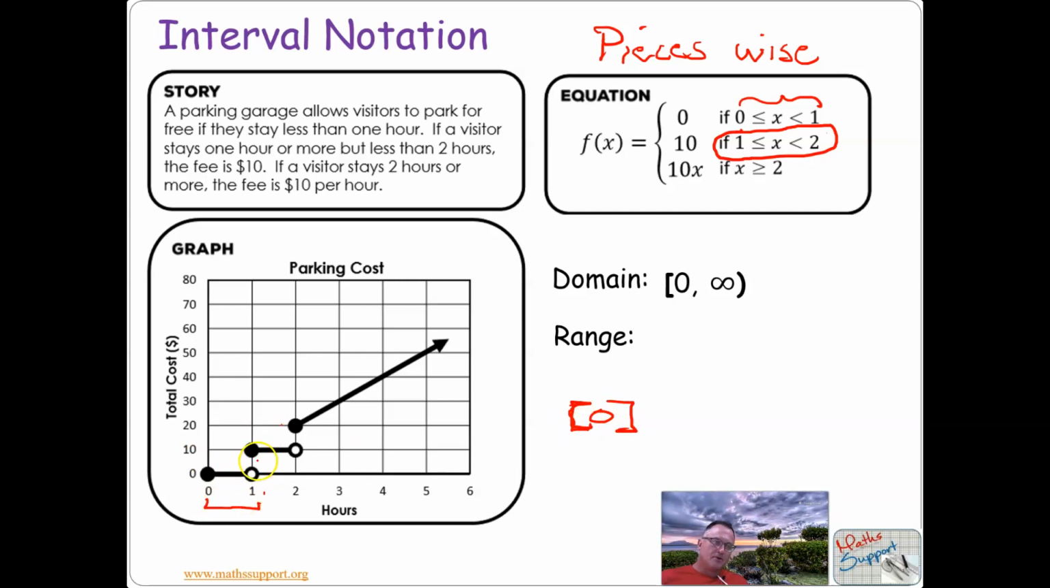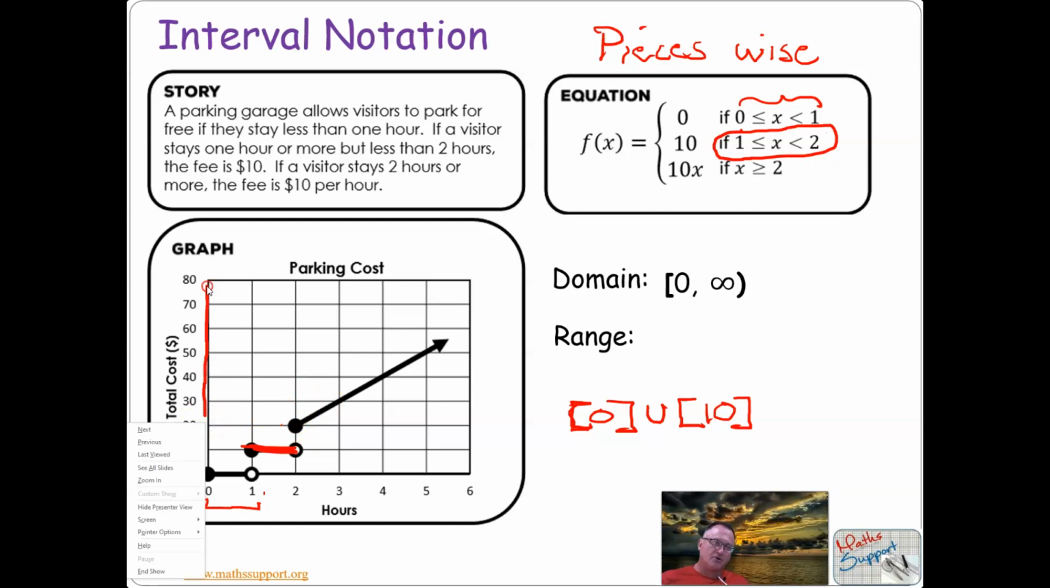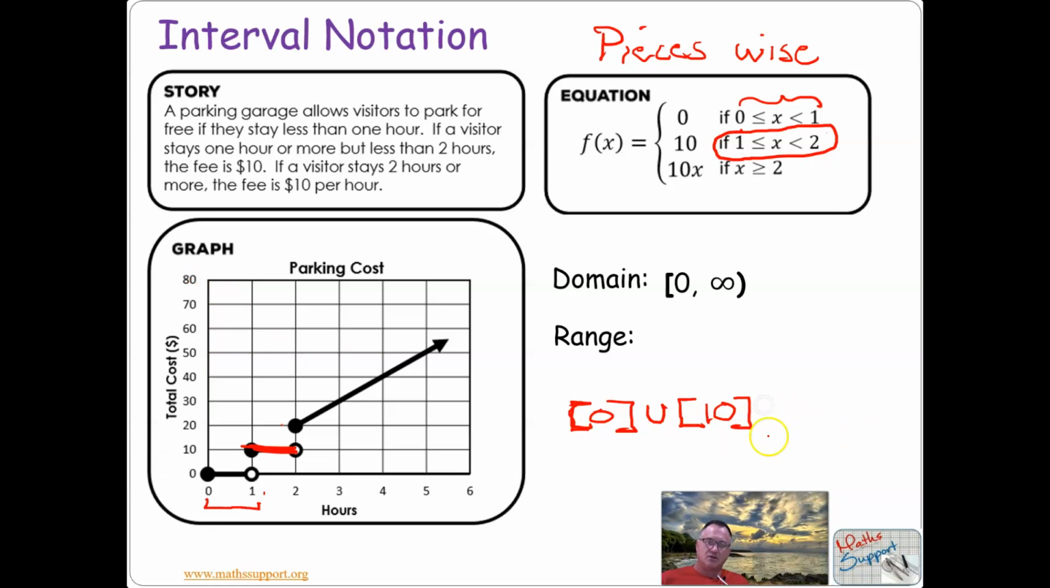If your number is 1 all the way up to 1.99999, your y value is always 10. So you're either a 0 or a 10. Okay, now once you reach 2, your y value is going to go from 20 all the way up and keep going. So then I'm going to write union.